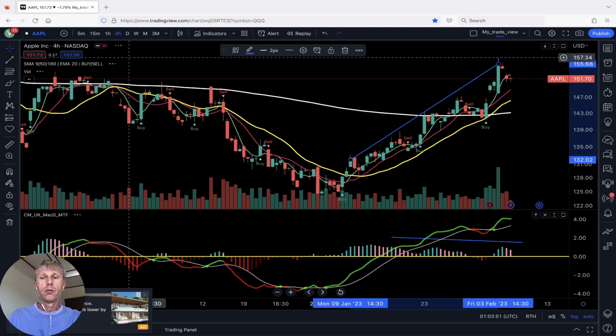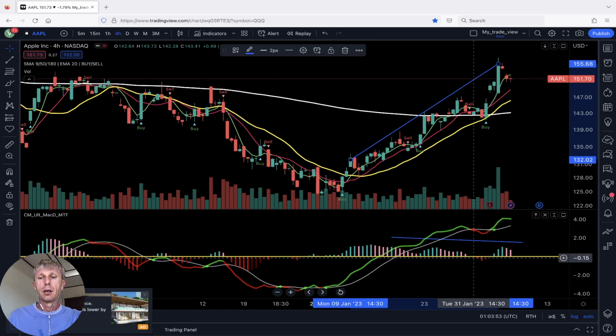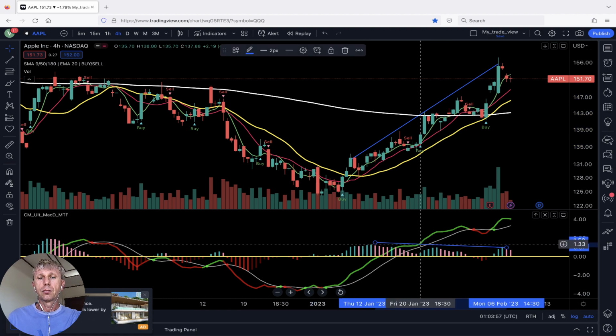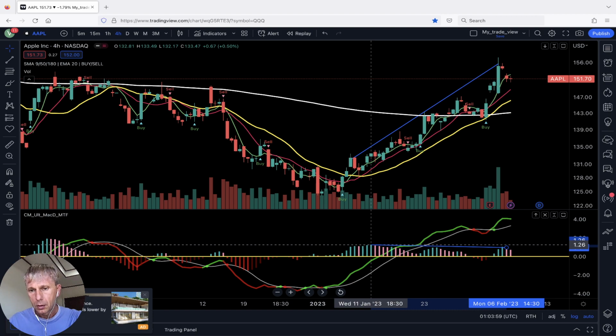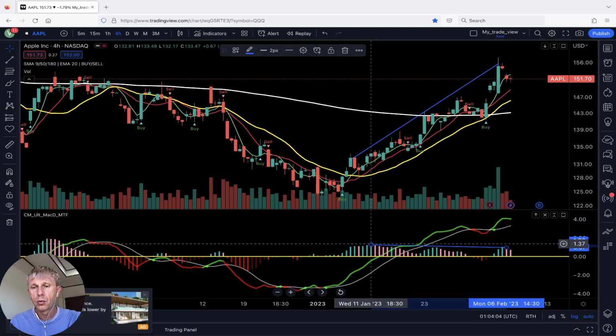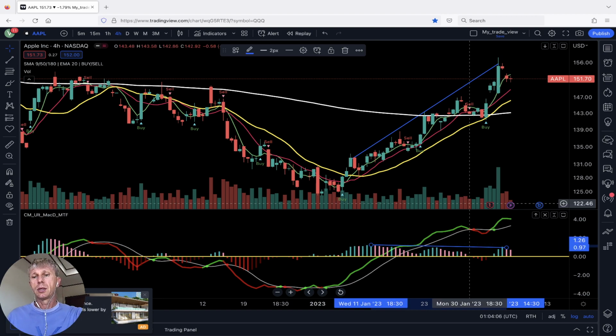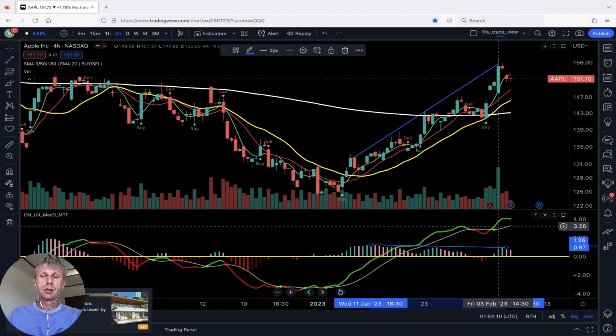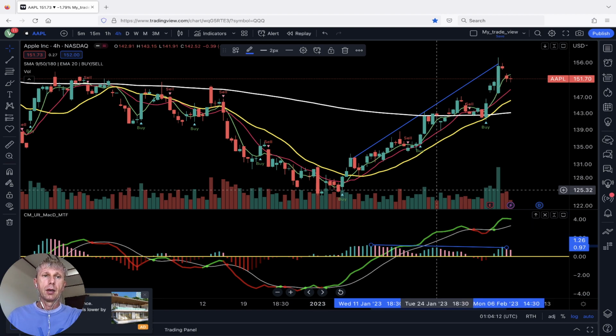4 hours for Apple. Actually, yeah, it has very small divergences. Very small bearish divergences. No confirmation. Still bullish. MACD is still green. Still bullish trend. No changes on 4 hours.